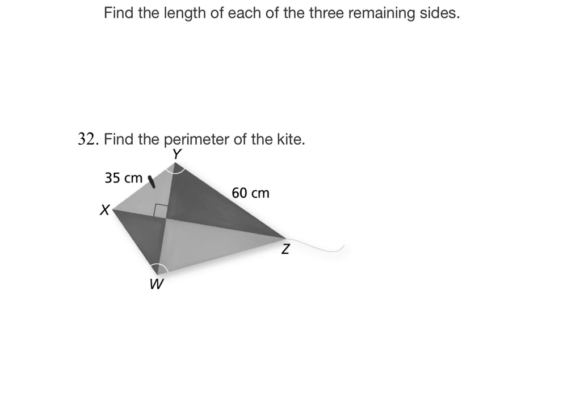Okay, on something like this, just remember your information. They give me two sides, but the fact that we know this is a kite, I know these two are congruent, and I know these two are congruent. So now I know all four sides. So can I find the perimeter? Piece of cake, right? Add up all four sides.